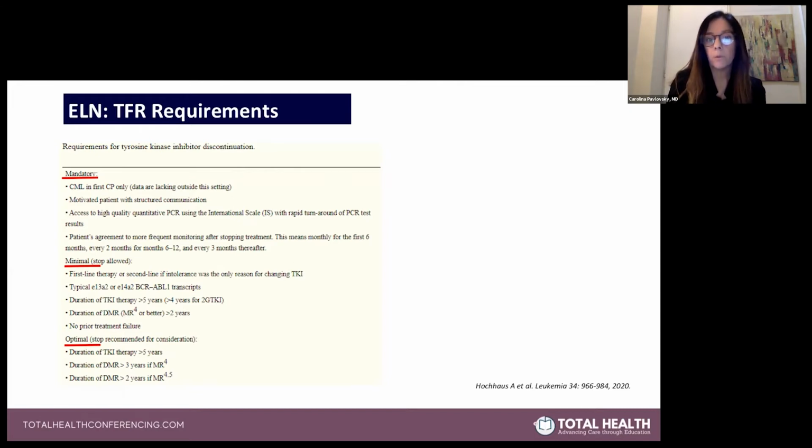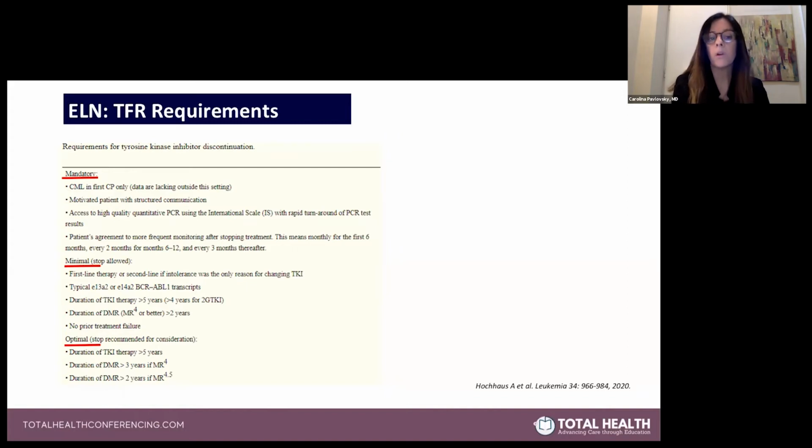And the patient must agree to have more frequent monitoring after stopping. Perhaps in the first 6 months, the patient must be in the hospital every month, and this is a very important issue because the patients are not prepared to face this, and this is a point that we must tell the patients. Also, every 2 months from month 6 to 12, and every 3 months thereafter.